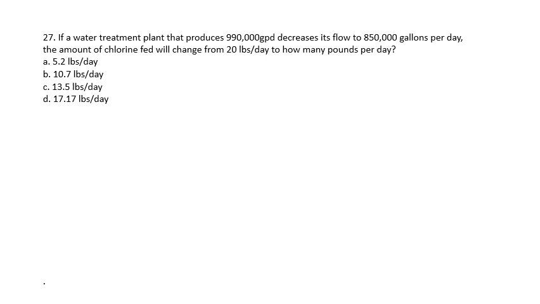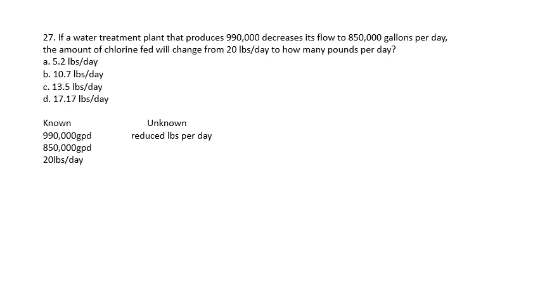If a water treatment plant that produces 990,000 gallons per day decreases its flow to 850,000 gallons per day, the amount of chlorine fed will change from 20 pounds a day to how many pounds per day? So we're going to pull out our known and our unknowns. 990,000 gallons per day or 850,000 gallons per day, and we have 20 pounds per day of a current feed. What will be the reduction in pounds per day?